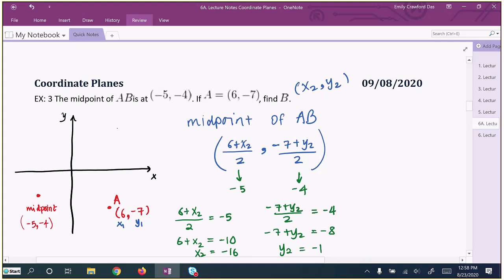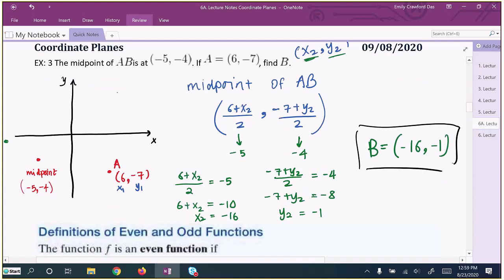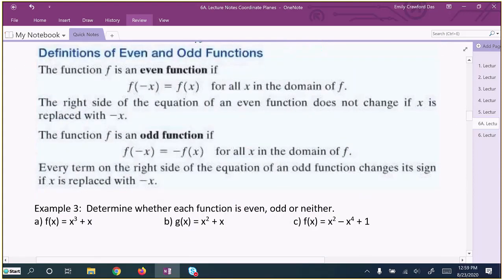So minus 16, minus 1, as we said, it's somewhere out here, and that makes sense. I didn't leave myself enough space. It would actually be further out, but it's somewhere over here in the third quadrant. So B is minus 16 and minus 1, because x2 is minus 16 and y2 is minus 1. Okay, so that's a type of problem we can solve with the midpoint formula. So that should have just been a little bit of review of the midpoint and distance formula.